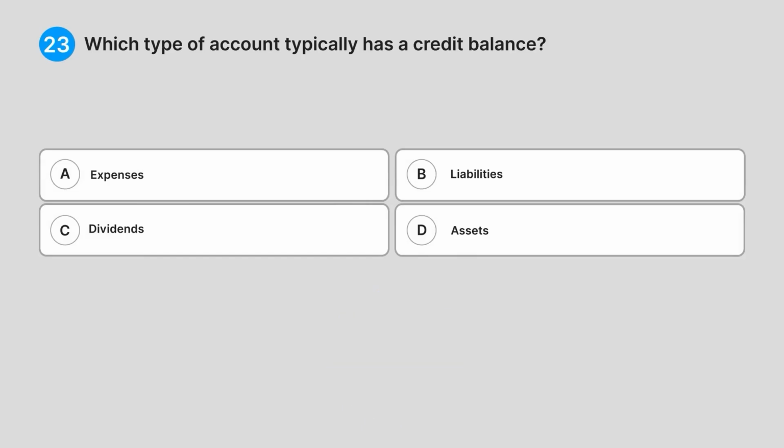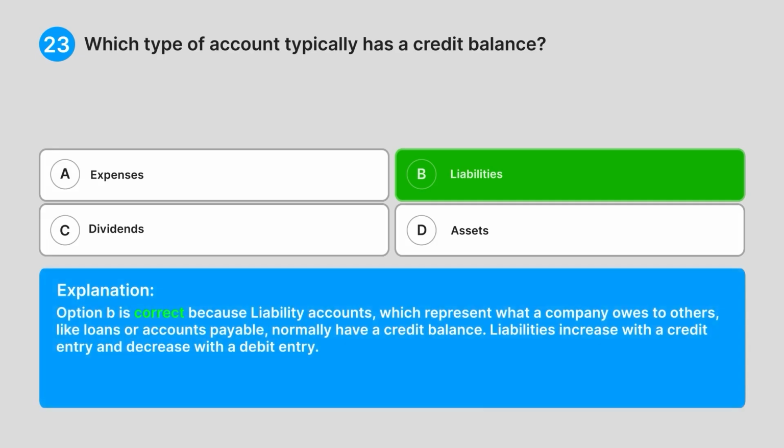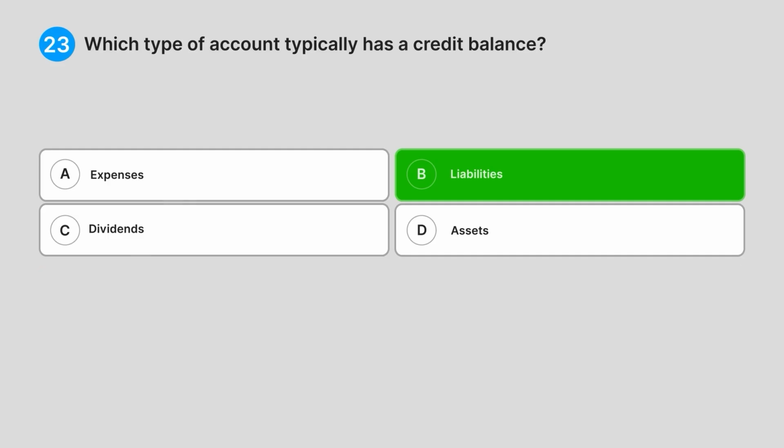Correct answer, B. Liabilities. Explanation. Option B is correct because liability accounts, which represent what a company owes to others, like loans or accounts payable, normally have a credit balance. Liabilities increase with a credit entry and decrease with a debit entry.